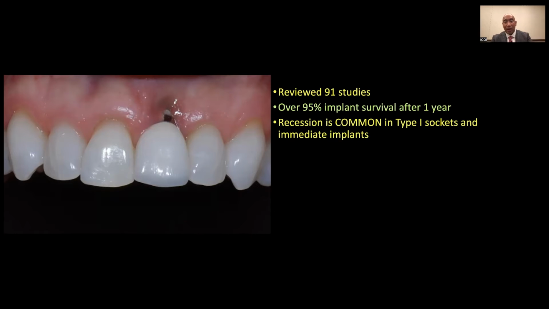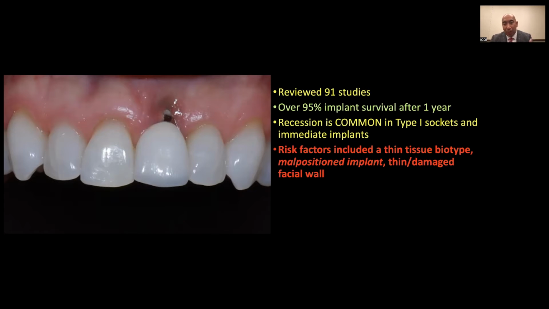Meaning when you take out a tooth, you have 4 walls of bone with some good soft tissue to go along with it. You place an immediate implant in there, they were still seeing quite a bit of recession in these type 1 sockets. Now, they outlined some risk factors that make recession a little bit more common, and that included having a thin tissue biotype, a misplaced or malpositioned implant, or a thin and damaged facial wall. They also made note that patients who had their implant in an early or delayed approach had less frequency of recession than patients who had an immediate implant.